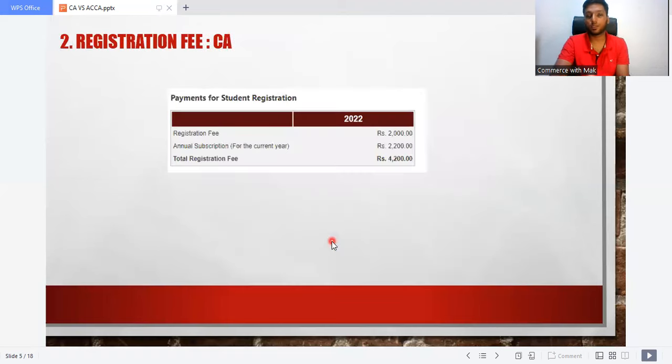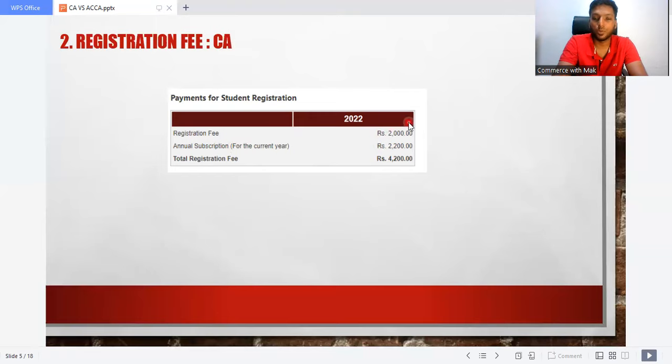So we move on to the next part, the main important thing, which my students and also my audience always request: what is the registration fee to start CA? You can see here the 2022 cost I have put here. The registration fee to start a CA qualification is just 2,000 rupees. It's very cheap to start a very good professional qualification. And then for the annual subscription, every year you need to renew by paying 2,200. The entire fee might be costing you 4,200.